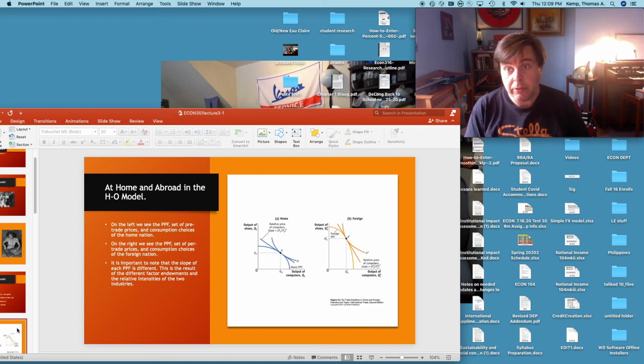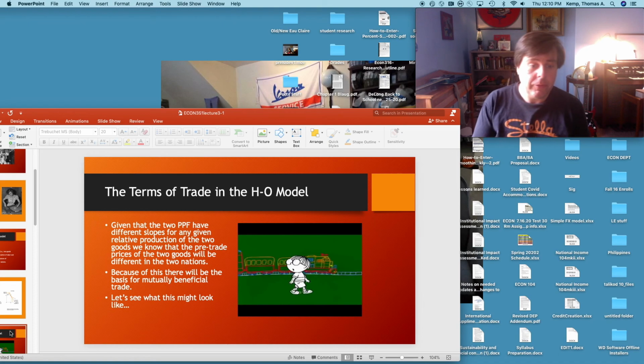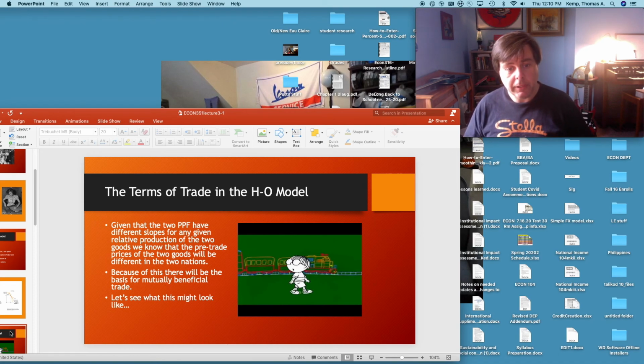Okay, save less of it. Right? We're awash in capital in the United States. We have too much financial capital. All right. So these two different slopes of the PPF, which are reflective of the different factor endowments, become the basis for trade. One thing's cheap in this place and it's expensive in that other place. You got it, right? Okay.